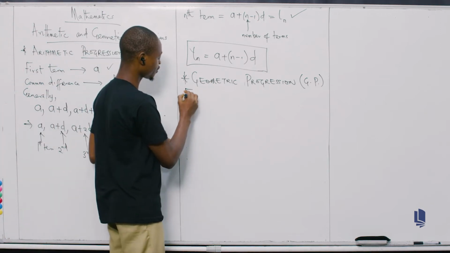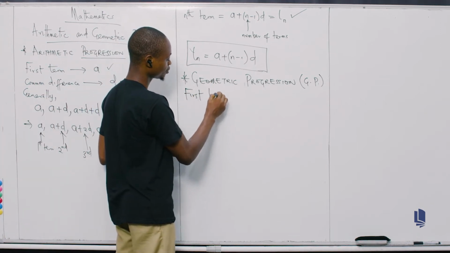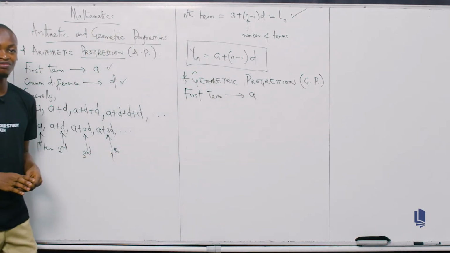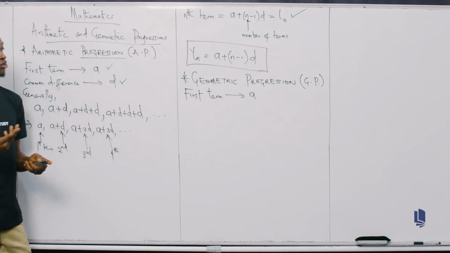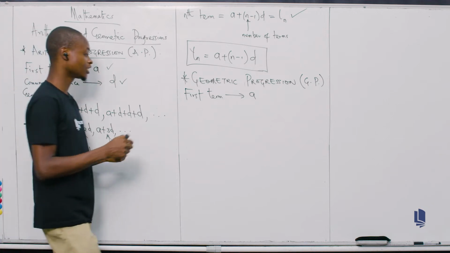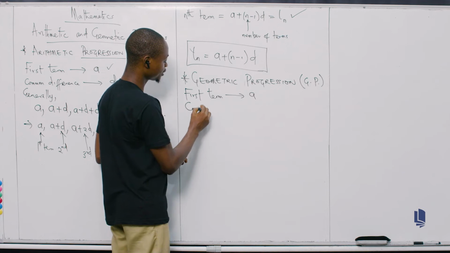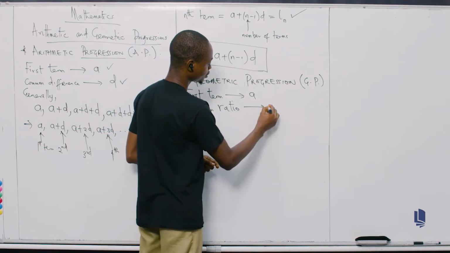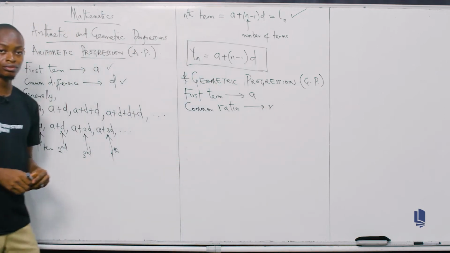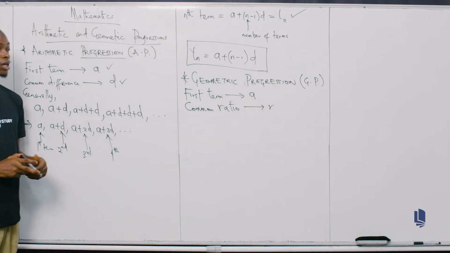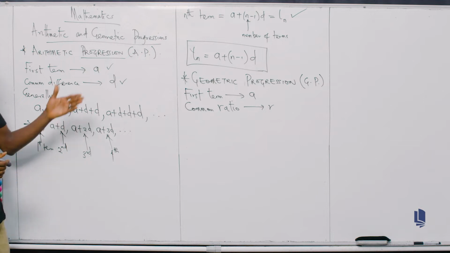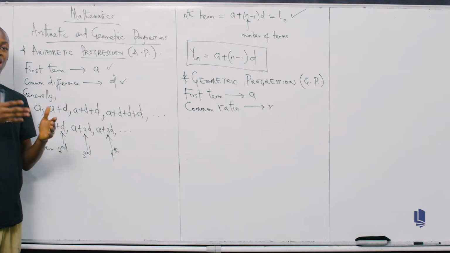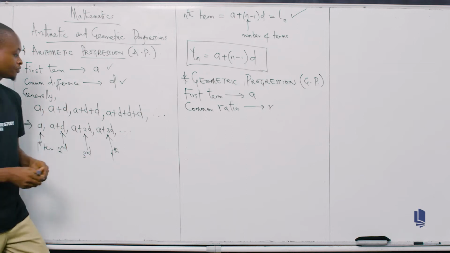First, of course, we'll have our first term. That's the inception. Let's call it A. And this time around, we will have a term that governs the geometric progression, and that's the multiplicative term. In this case, we call it the common ratio, denoted as R. And with these two important terms, we can now have a glimpse of how exactly the sequence looks.